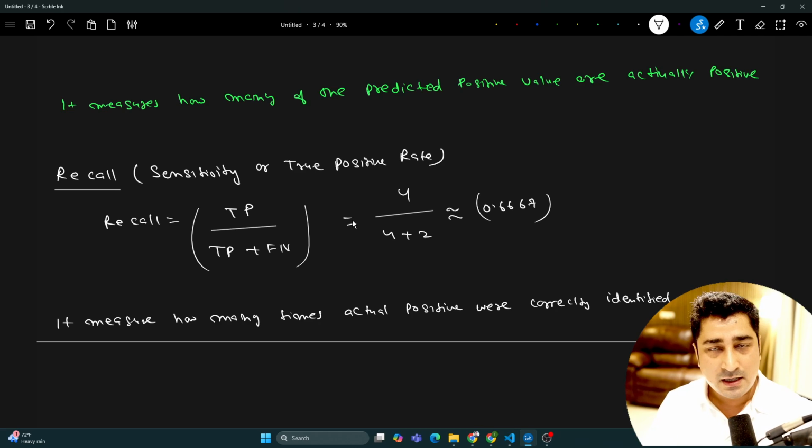So this is all about recall, guys. Hope all of us are able to understand the meaning of recall and how we can do the calculation with respect to recall.